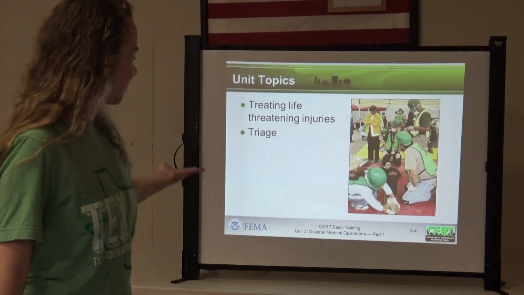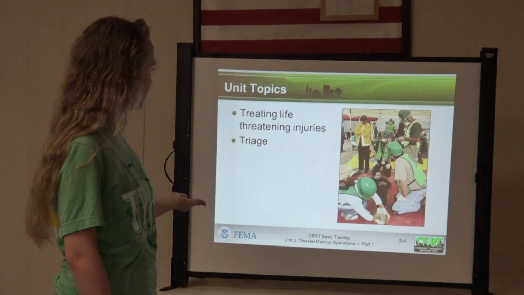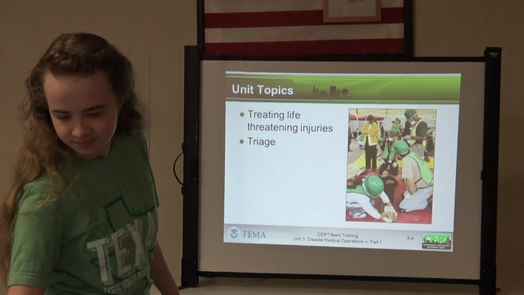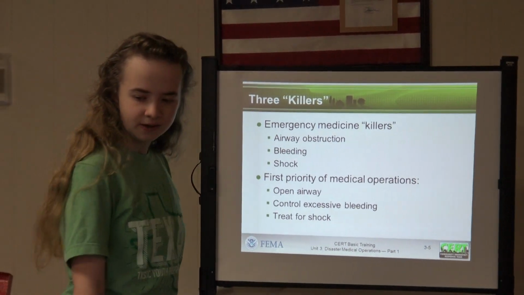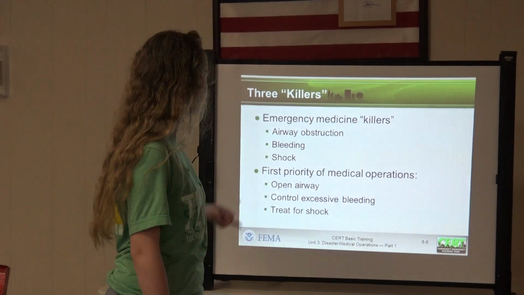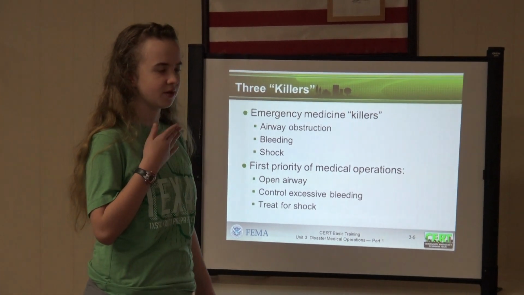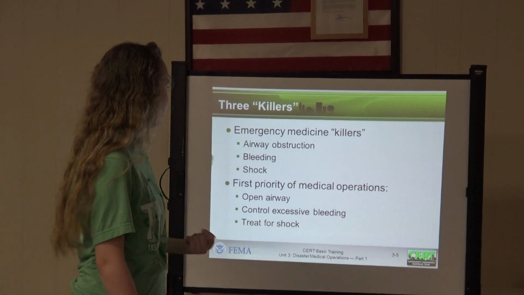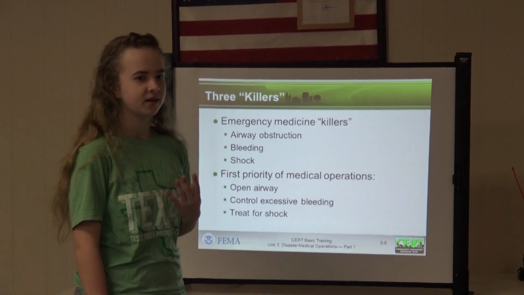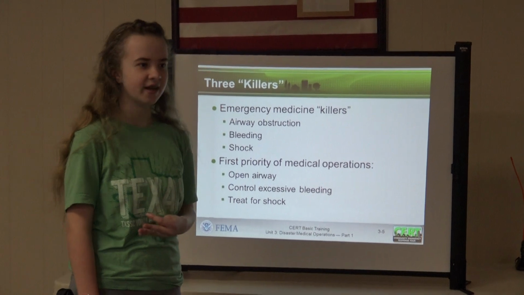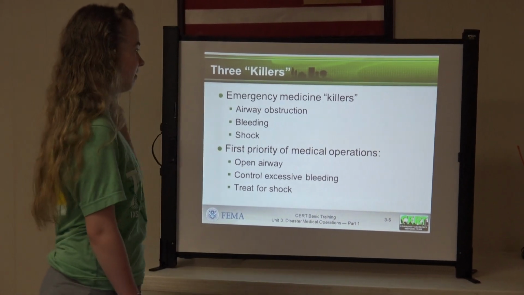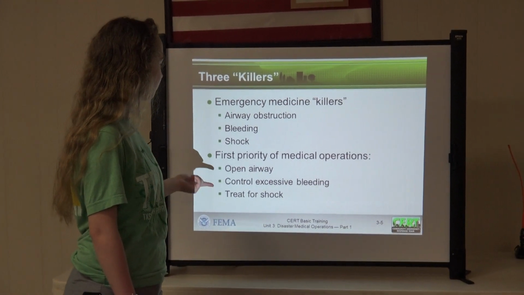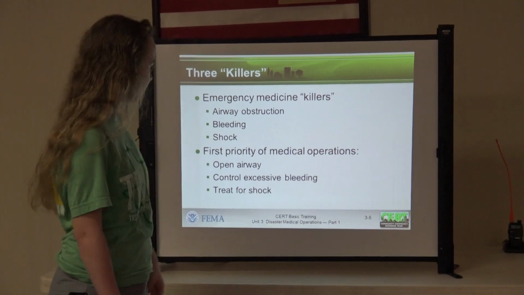So, like I said, we're going to be looking at life-threatening conditions, how to treat them, and triage, how to give triage. Like I said, there's airway obstruction, something's blocking the throat, bleeding death, especially arterial bleeds, those are the deadliest. And then shock, basically that's your body reacting to serious injury and it's slowly shutting down. And those three killers are the first things you really want to treat. You really want to open the airway, control the bleeding, and then treat for shock.